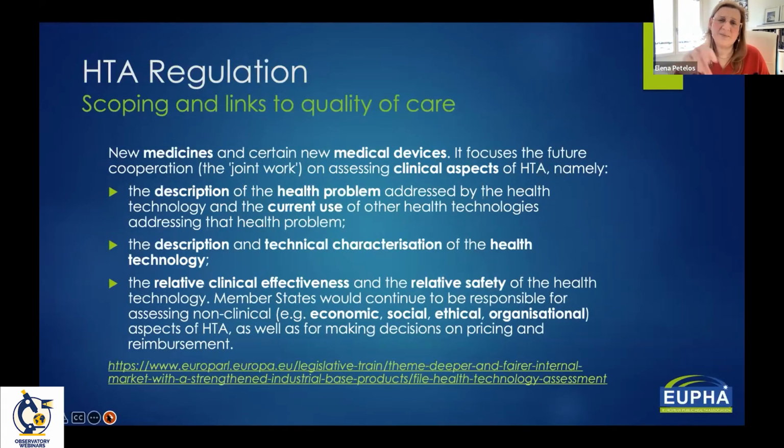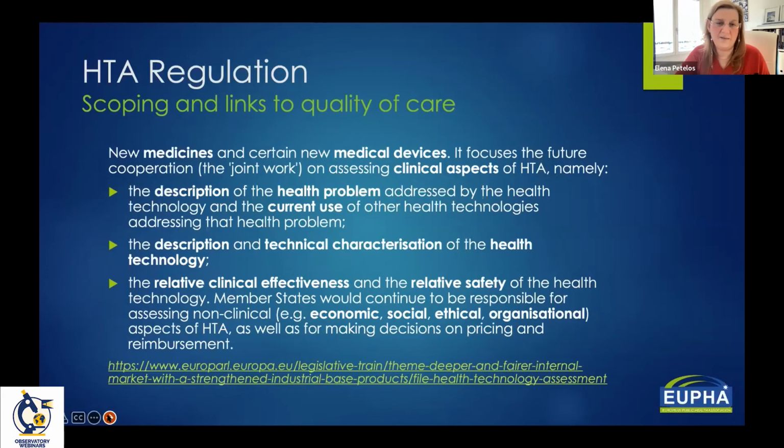Now, there are some explicit links to the quality of care there. We don't treat, if you like, medicines and medical devices the same way, but in terms of clinical assessment, the aspects that are captured in the regulation and in the process thereof are the description of the health problem and how this is addressed in terms of the health technology in its current use, which, by the way, standard of care can be highly divergent from country to country.